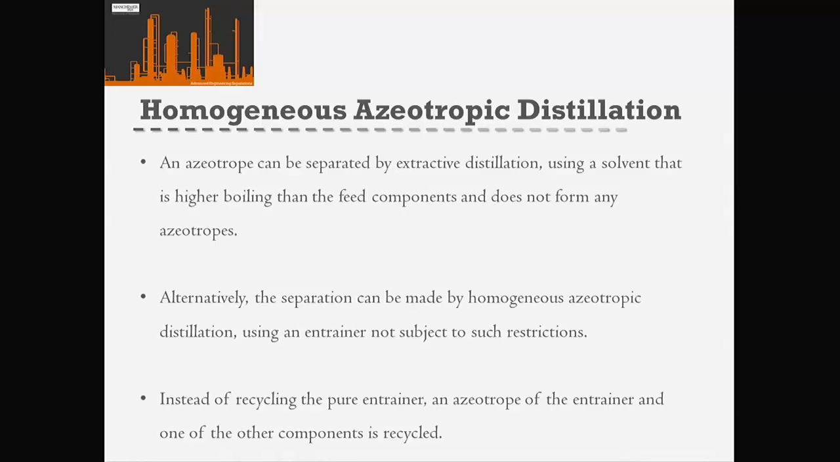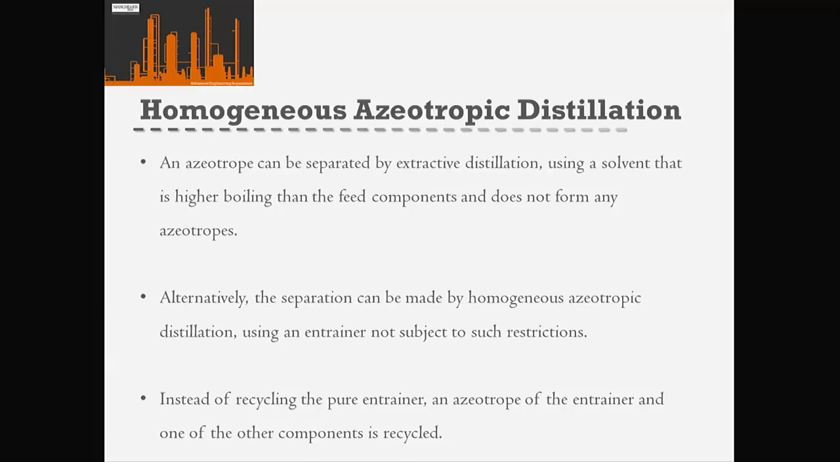So if we can't find that, we may be able to say, well, what if we can pick a solvent or an entrainer that we add to our system that doesn't actually have that specification, that it can't form an azeotrope with any of the other components? What if we say, okay, we'll allow it to form an azeotrope with one of those components? Can we still work with that to actually get our separation?